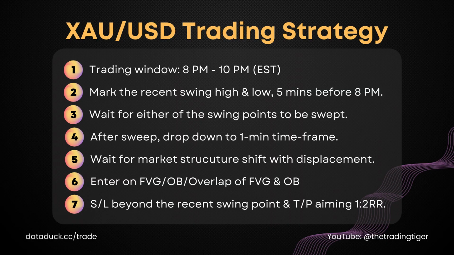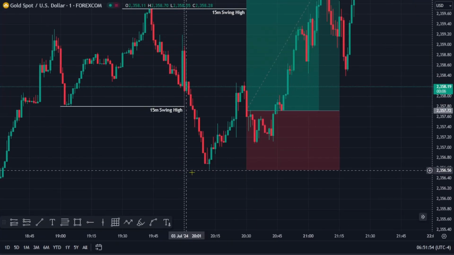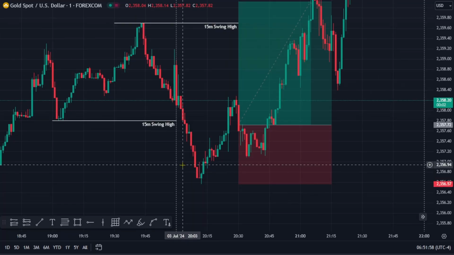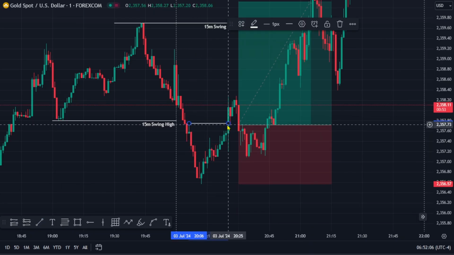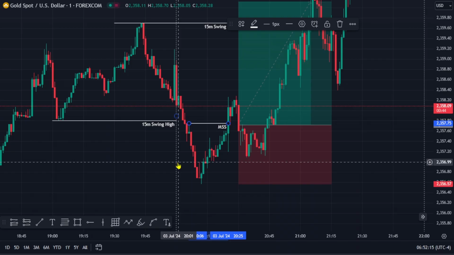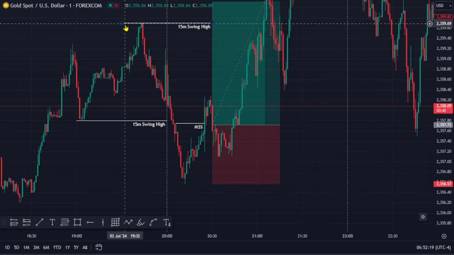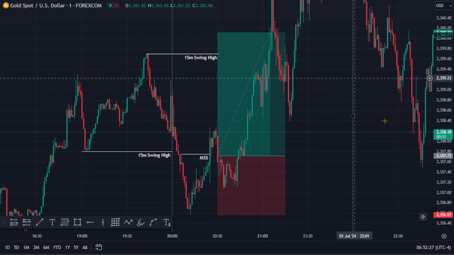Once 8 p.m. hits, we will wait for either the swing high or the swing low to be taken out. After either of the swing points is taken, we will go lower to the 1-minute time frame and wait for a market structure shift with displacement. As soon as we get a market structure shift, we will enter the trade at the breaker block or the fair value gap or overlap of both. Stop loss will be placed beyond the recent swing point, and we will aim for a 1-to-2 risk to reward ratio.